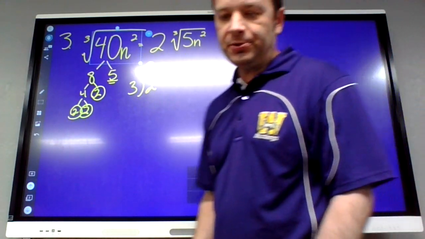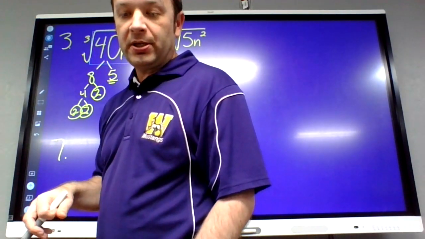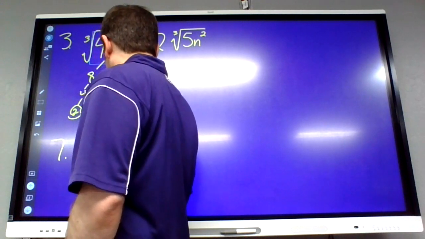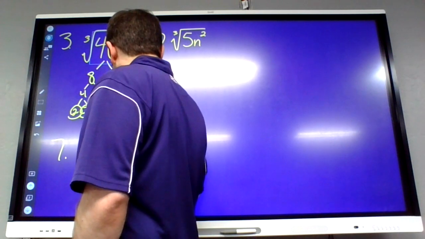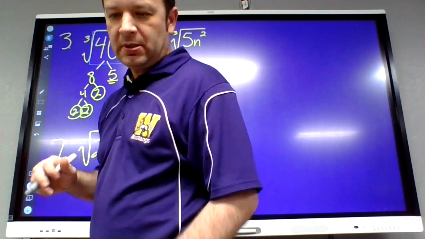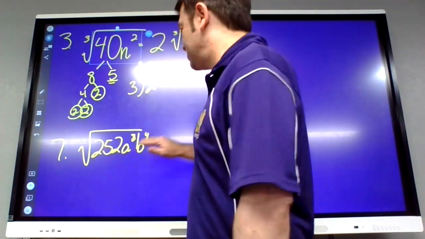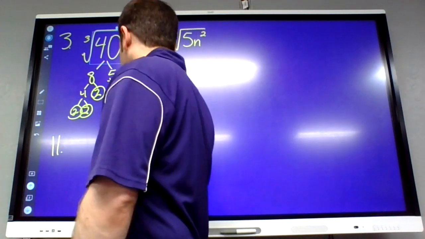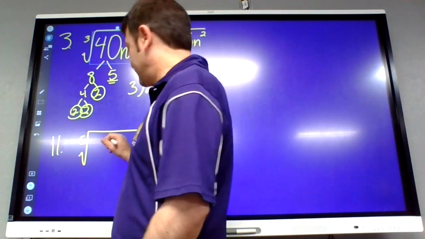Alright, I'm going to jump to number 7, I mean 20. Square root of 252 a cubed. It's the same directions, they're just adding another letter basically. Well, if it's a cube root or a fifth root, maybe I'll just do 11 on this section actually. Because that's the fifth root. 224 x to the 5 y to the 4.